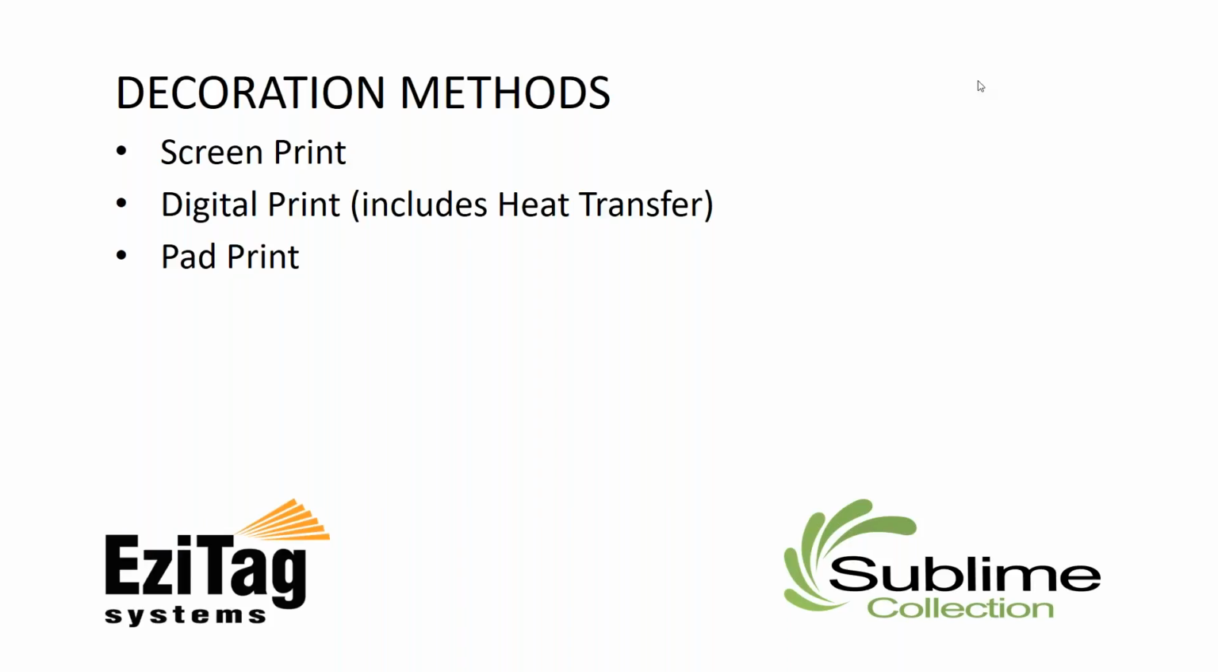The third method is pad printing. Typically it's used on 3D small objects. By 3D I mean objects that aren't flat. They need a special machine to print it.